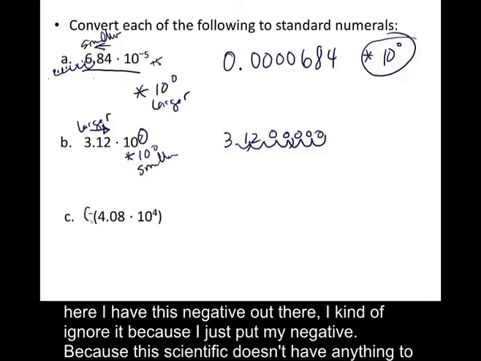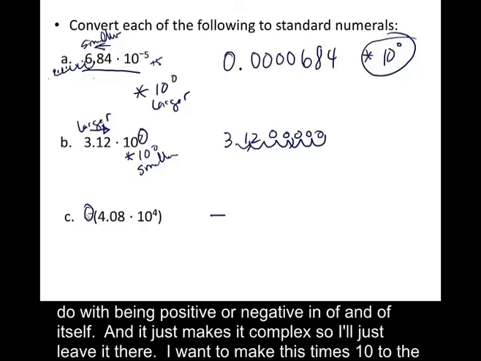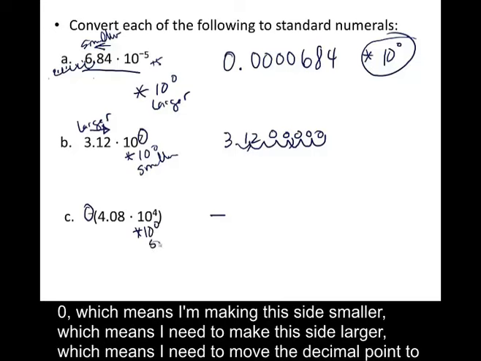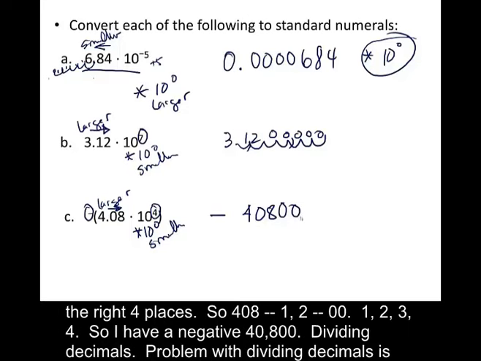Again, here I have this negative out there. I kind of ignore it because I just put my negative, because this scientific notation doesn't have anything to do with being positive or negative in and of itself, and it just makes it complex, so I'll just leave it there. I want to make this times 10 to the 0, which means I'm making this side smaller, which means I need to make this side larger, which means I need to move the decimal point to the right 4 places. So 4, 0, 8, 1, 2, 0, 0, 1, 2, 3, 4. So I have a negative 40,800.